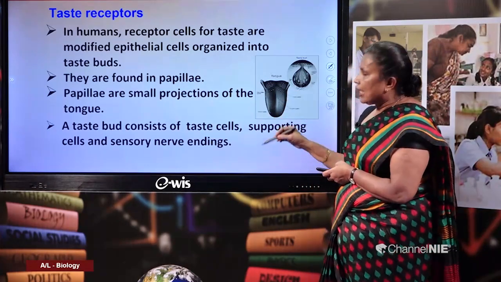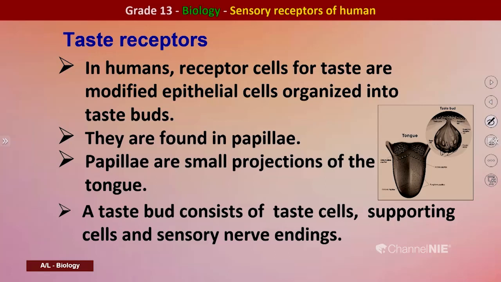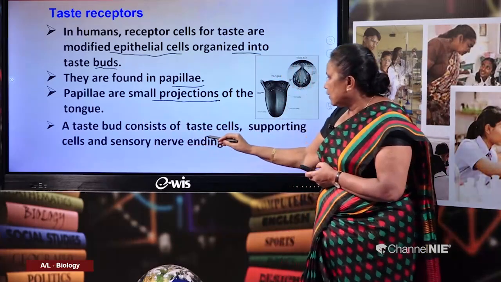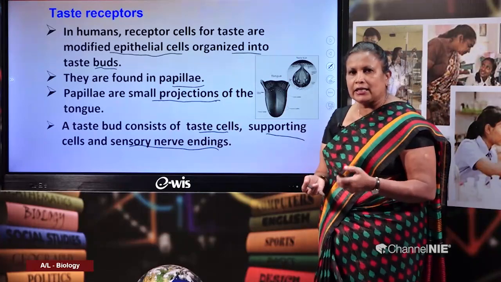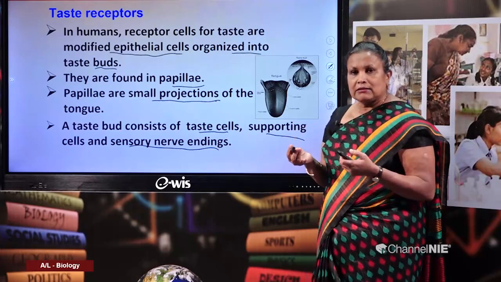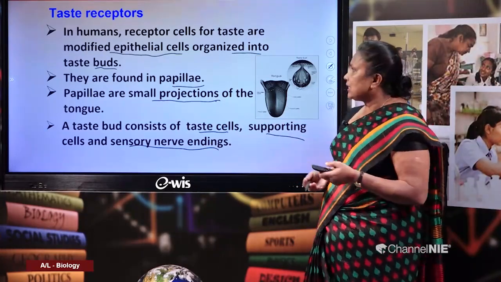So, this is actually what I have explained so far, given here. Receptor cells for taste are modified epithelial cells. These are the things that you need to remember, very important. Modified epithelial cells organized into taste buds. This is how you need to remember this, right? Found in papillae. I explained this earlier, but I want you to highlight those things because they are important when you are answering the question. Papillae are small projections of the tongue, consisting of taste cells, supporting cells, and sensory nerve endings. Those are the things that you need to write when you answer the question, like if you are asked to write a short essay or something related to the taste receptors.